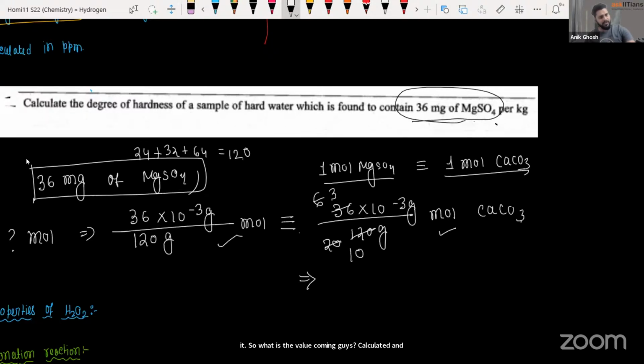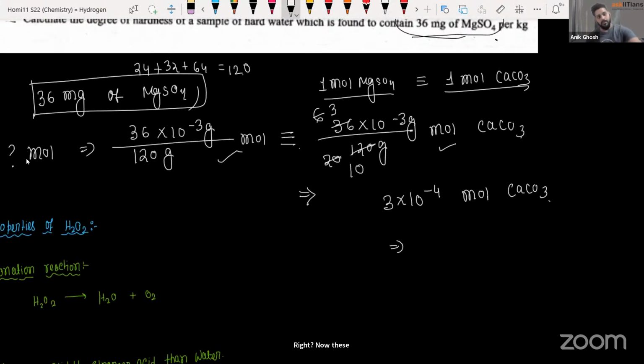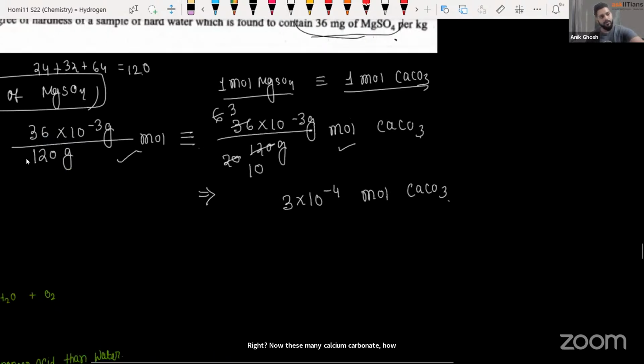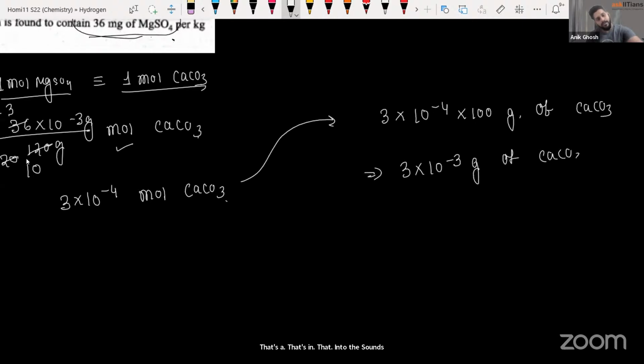It's coming close to 0.3 into 10 to the power minus 3, that is 3 into 10 to the power minus 4 mole of calcium carbonate. Right? Now, these many moles of calcium carbonate means how many grams of calcium carbonate? So then you have to find out 3 into 10 to the power minus 4 into 100, since calcium carbonate's mass is 100. That means 3 into 10 to the power minus 2 grams of calcium carbonate. This is the hardness of the water.